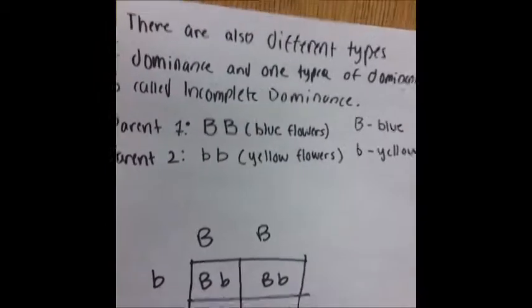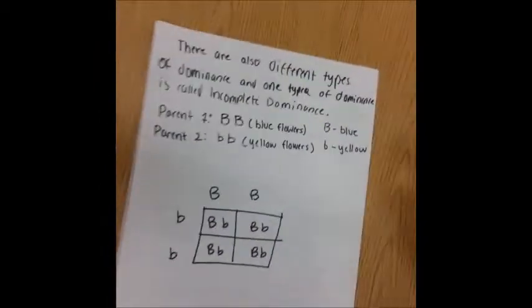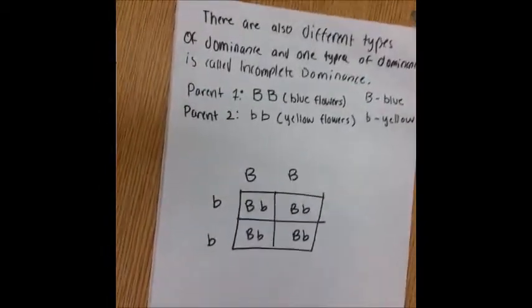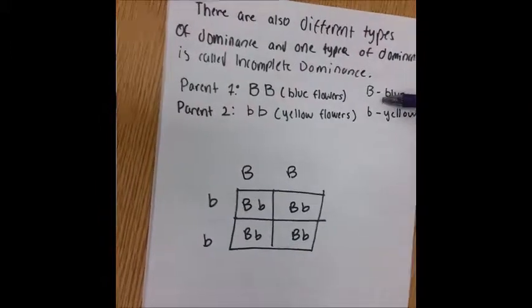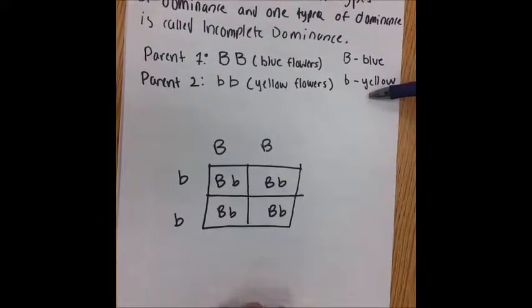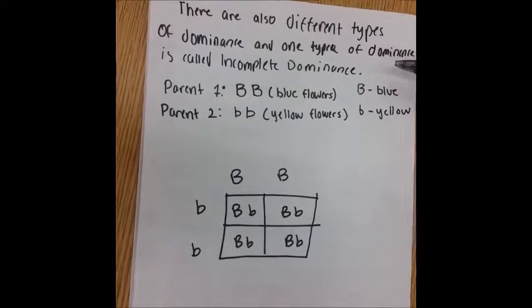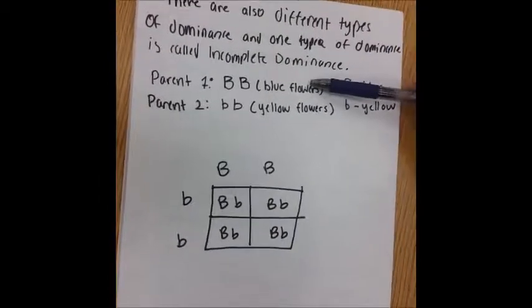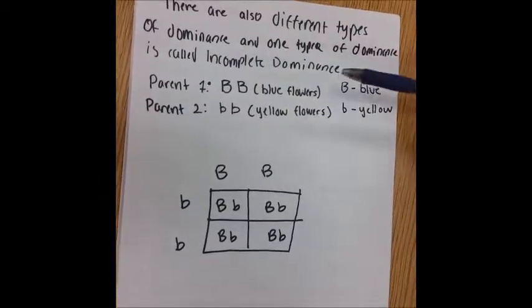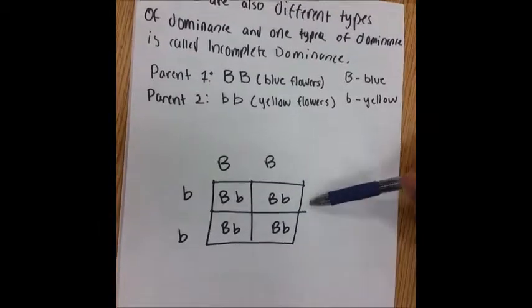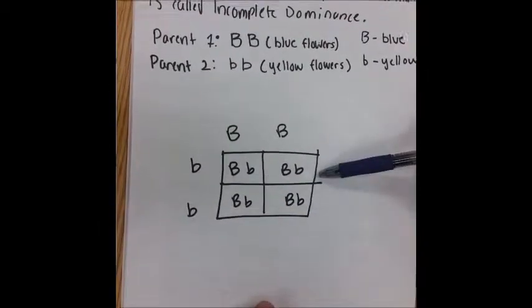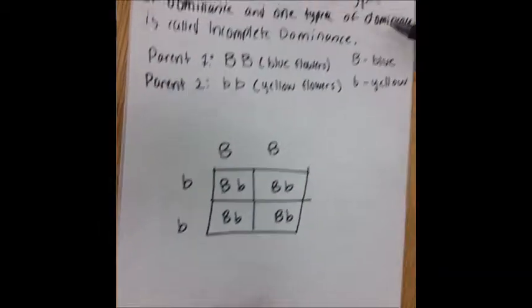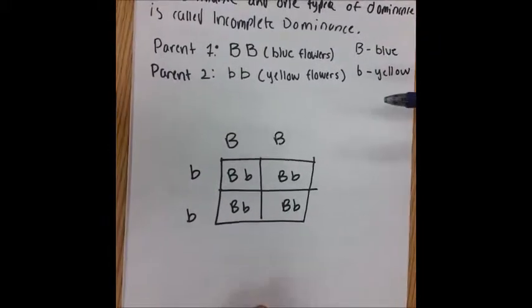And there are also different types of dominance, and one type of dominance is called incomplete dominance. In this example, big B would represent blue flowers, little b would represent yellow flowers. And when you cross a parent who has blue flowers with a parent who has yellow flowers, the following will occur. You'll have a 100% chance of big B, little b, or, in this case of incomplete dominance, a 100% chance of green flowers.